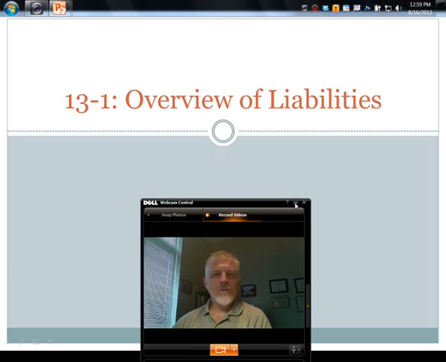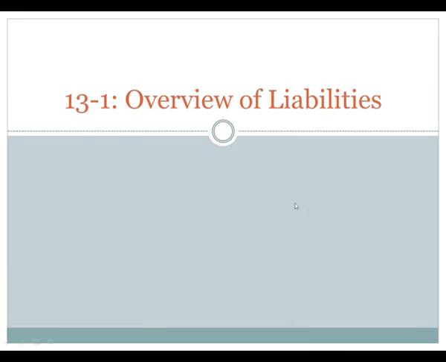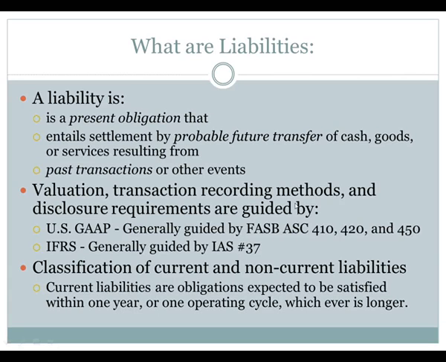In this video, we are going to discuss an overview of liabilities. So the first thing is, what are liabilities? Well, liabilities are present obligations that entail the settlement by probable future transfer of cash, goods, or services resulting from past transactions. Now, that's the sort of official U.S. GAAP definition of a liability.